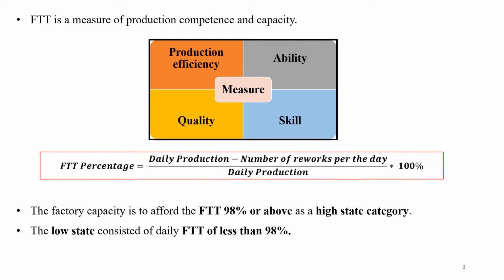Simply, FTT is a measure of production efficiency, ability, quality and skill. The equation for the FTT percentage indicates it is based on the daily production and the number of reworks per day. The factory capacity is to maintain the FTT at 98% or above as the category of high state. For the low state category, it considers the daily FTT percentage less than 98%.